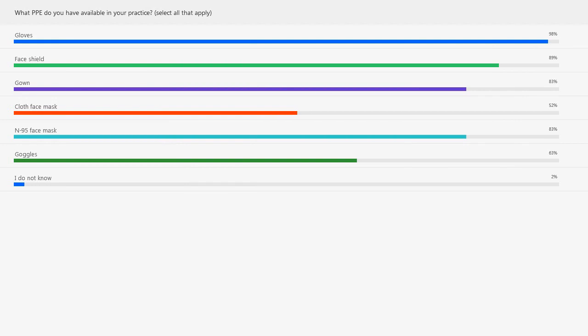Why don't I turn it over to you, Ed? Okay. Yeah, great. Looks like most people are using pretty much full PPE. Some have cloth face masks. We're using N95s; our infection prevention requires N95s for any aerosol generating procedures. As a matter of fact, we were told that we can't do it unless we have an N95 on.